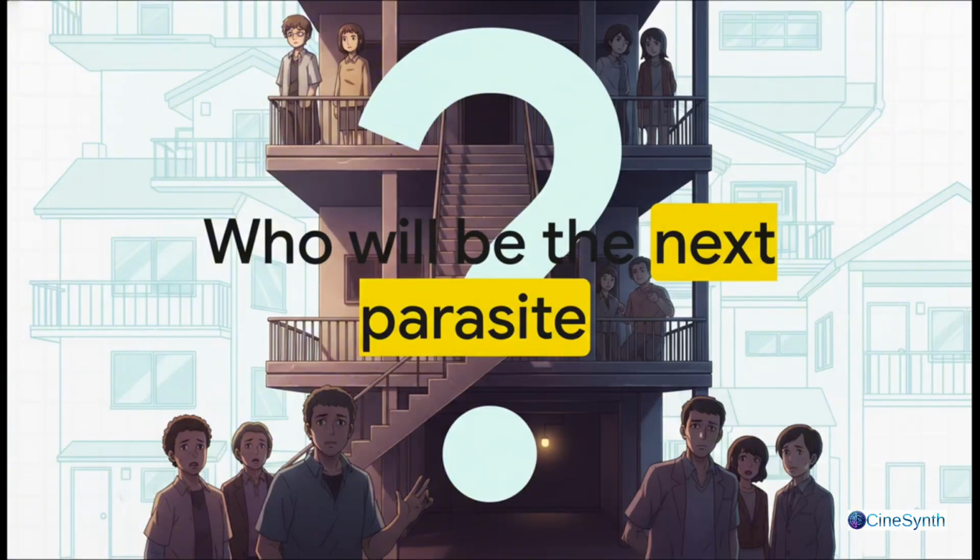Because Bong Joon-ho forces us to realize that the individual families aren't really the primary issue. The house itself and the systemic inequality it physically represents is the true villain here. Which leaves us with one lingering, extremely uncomfortable thought to end on today. If the structure remains completely unchanged, if the stairs are still there and the basement is still completely dark, who will be the next parasite?